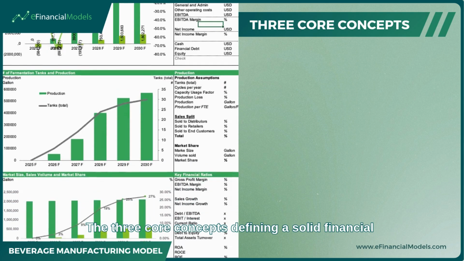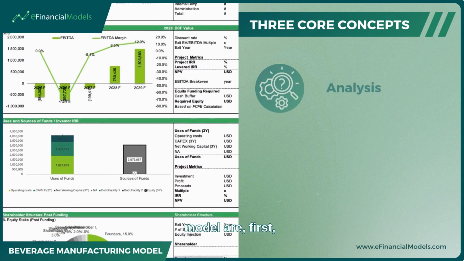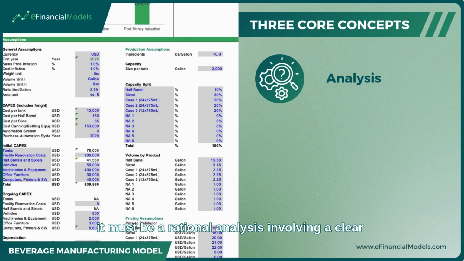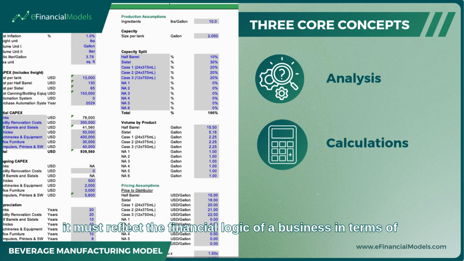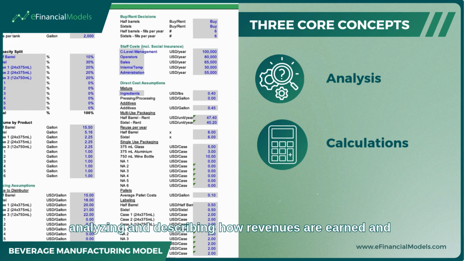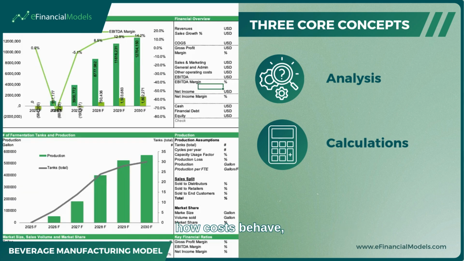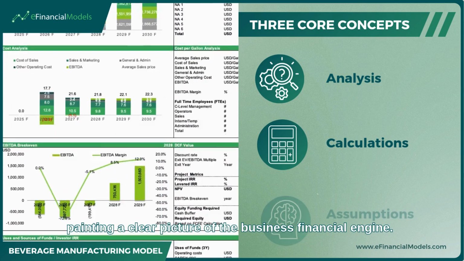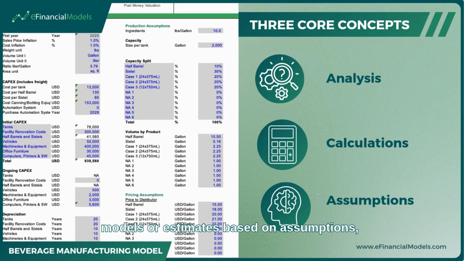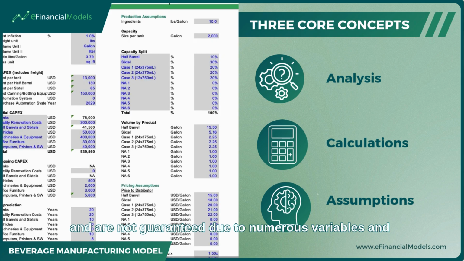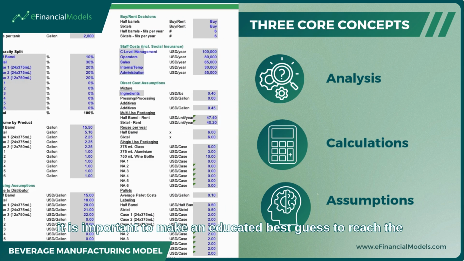The three core concepts defining a solid financial model are: first, it must be a rational analysis, involving clear and thought-out steps, avoiding non-essential or repetitive actions. Second, it must reflect the financial logic of a business in terms of its calculations, analyzing and describing how revenues are earned and how costs behave, painting a clear picture of the business financial engine. And third, it must be based on an educated best guess of its assumptions. Models are estimates based on assumptions and are not guaranteed due to numerous variables and uncertainties. Hence, it is important to make an educated best guess to reach the most informed projection of future performance.